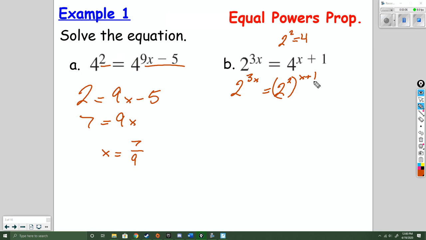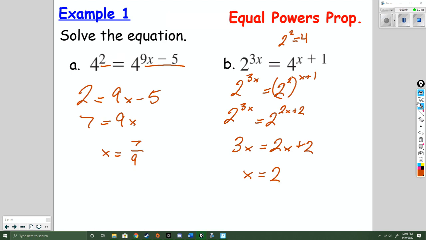All right, and now we have to do some simplifying. Obviously, this would be using the power rule in terms of our exponents. So we're going to multiply 2 times x plus 1, and we get 2x plus 2. We have to distribute the 2 to both of these. And now we have the same base. So if we have the same base and these quantities are equal, the exponents have to be the same. So 3x has to equal 2x plus 2, and then we can solve from there. Subtract 2x on both sides, and we get x equals 2.